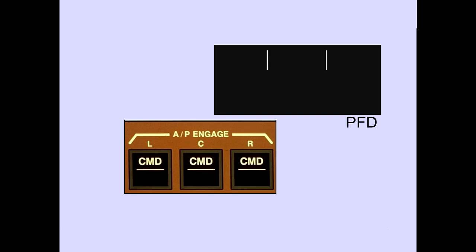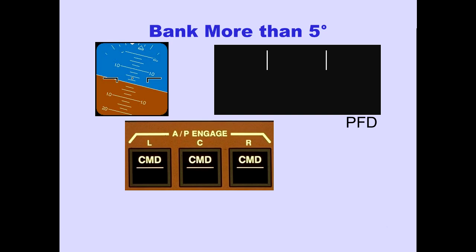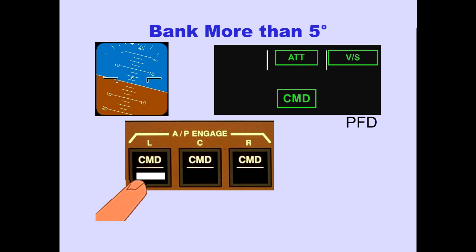If both flight director switches are off and the wings are near level, the autopilot engages in the heading hold and vertical speed modes. Heading hold and vertical speed are displayed on the PFDs. If the bank angle is more than 5 degrees during autopilot engagement, the autopilot engages in the attitude mode instead of the heading hold mode. Attitude and vertical speed appear in the PFD, and the autopilot holds this bank until another roll mode is engaged.